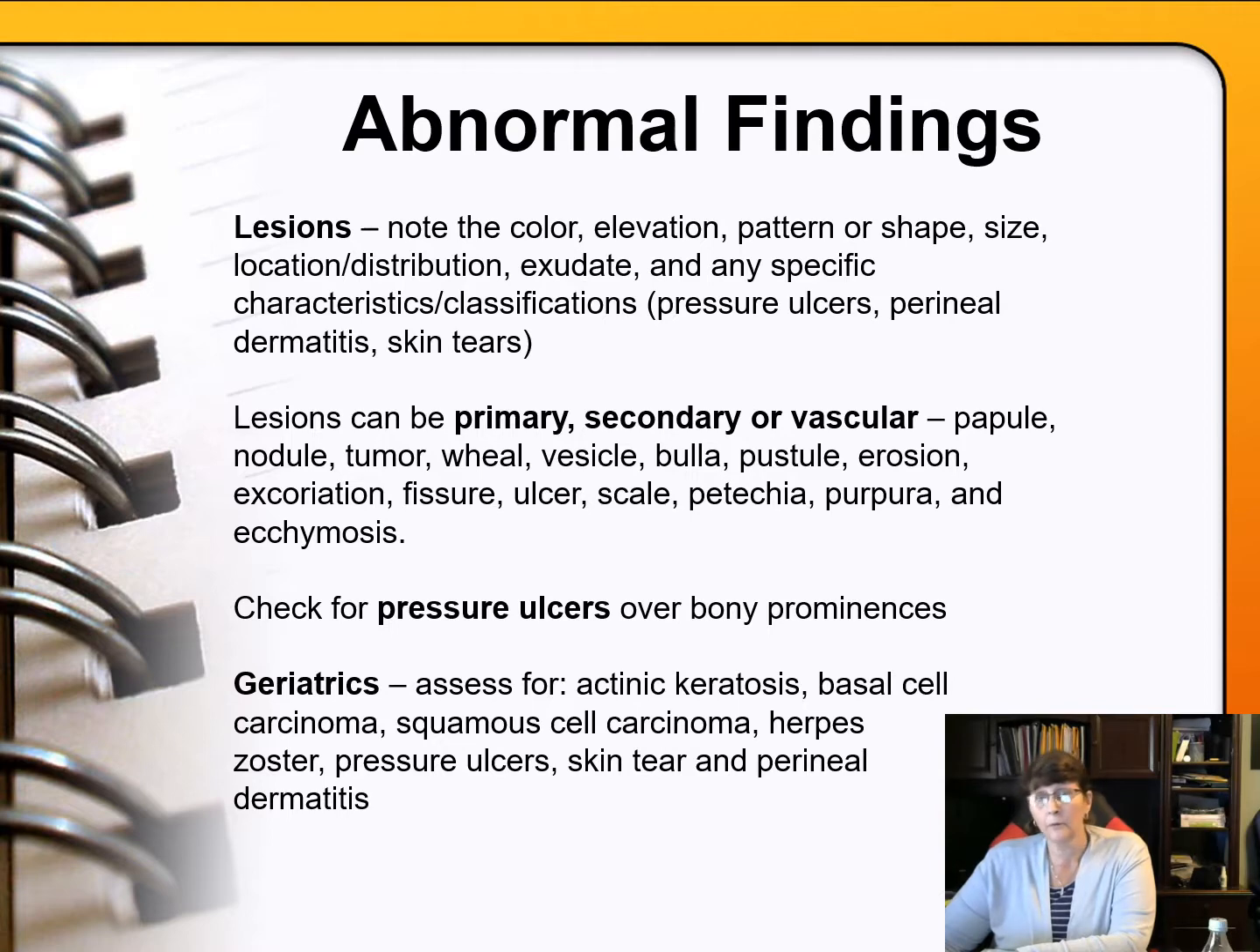So we have papules, nodules, tumors, wheals, vesicles, bulla, pustules, erosions, and so on. And so depending upon what each of those is, you'll see a different presentation. And I have a slide that comes with that next. Checking for your pressure ulcers, like I said, over bony prominences. And in geriatrics, again, assess for that actinic keratosis, basal cell carcinoma, squamous cell carcinoma, herpes zoster, pressure ulcers, skin tears, and perineal dermatitis. Again, like the diaper rash if there's an incontinence issue.